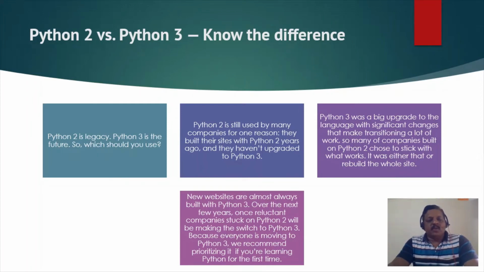Of course, Python 2 is legacy and Python 3 is the future. Python 2 is still used by many companies for one reason only. They built their site with Python 2 years ago and they haven't upgraded to Python 3. Python 3 was a big upgrade to the language with significant changes that make transitioning a lot of work. So many companies built on Python 2 choose to stick with what works. It was either that or rebuild the whole site.